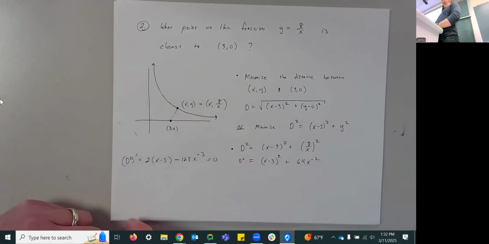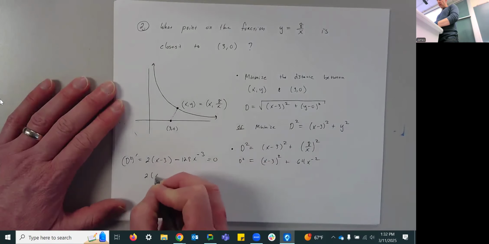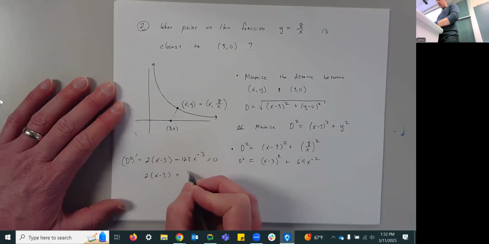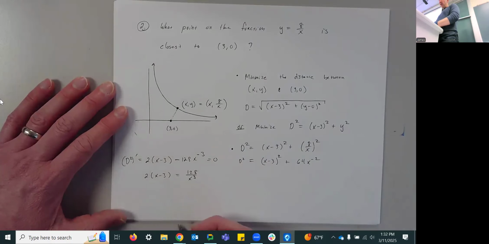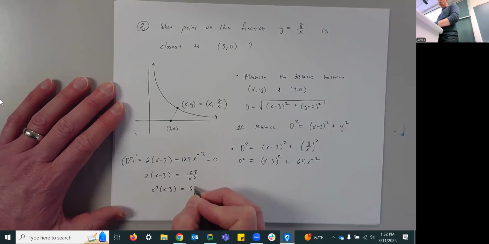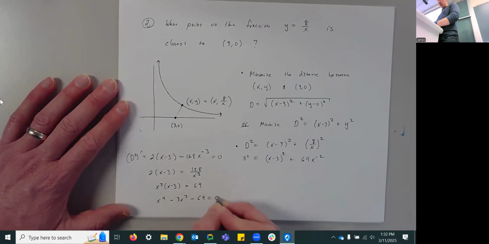That's kind of gross. Let's see what we can do here. So 2 times (x minus 3), I'm going to bring that over to the other side, so it's equal to 128 over x cubed. Multiply both sides by x cubed. x cubed times (x minus 3). Divide both sides by 2 plus 2. Yeesh. x to the fourth minus 3x cubed minus 64 equals 0.